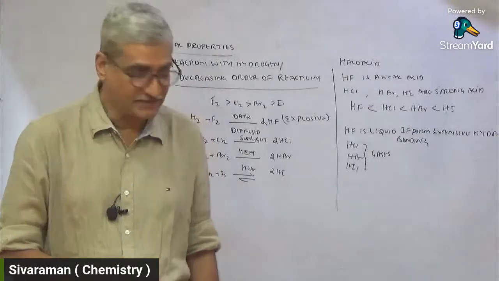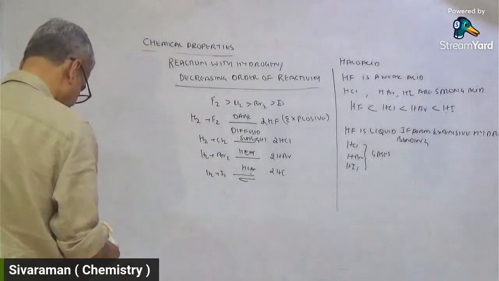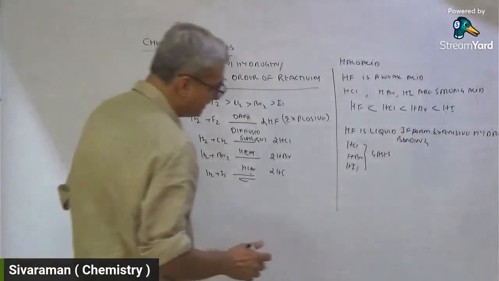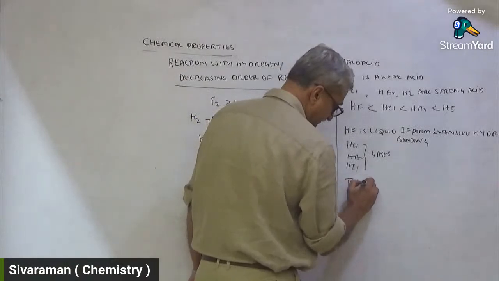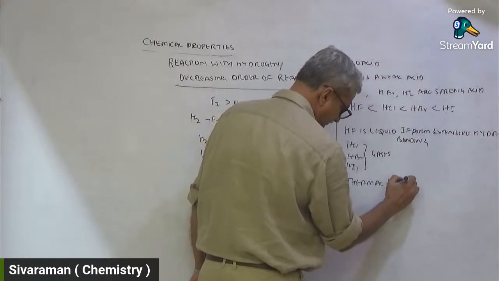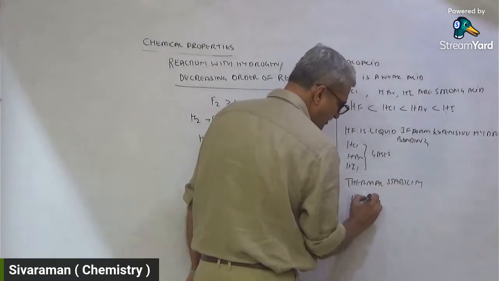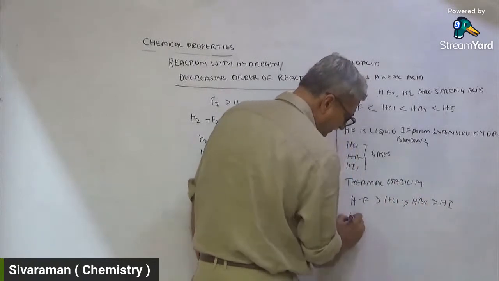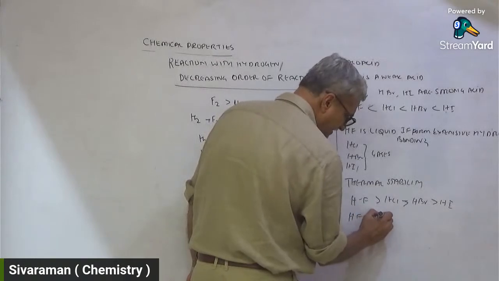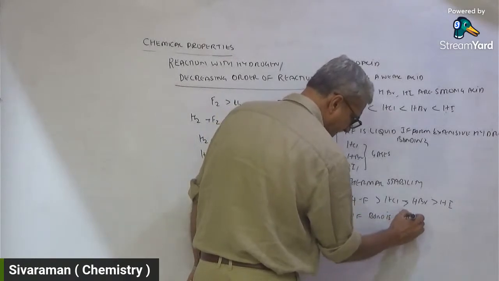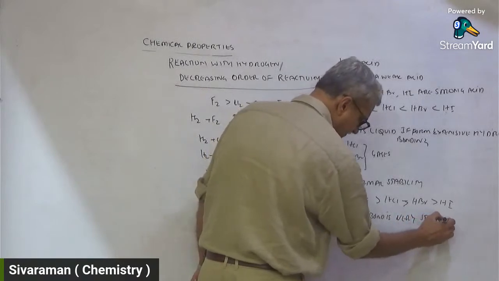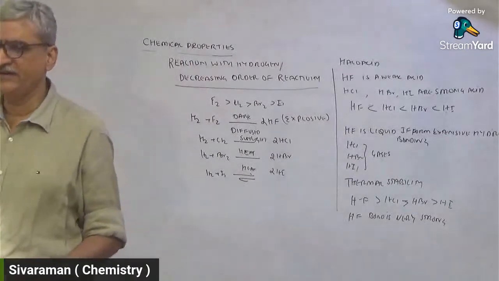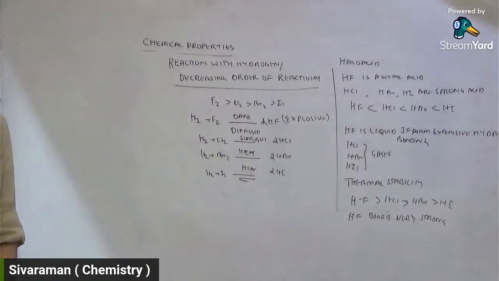Is this clear? Then thermal stability. HF is most stable, greater than HCl, greater than HBr, greater than HI. Why? Because the HF bond is very strong. Small atomic size, so you have a very high bond energy, and that is causing all the problem. Is this clear? Then take down this much, then we come to reducing property, very important.